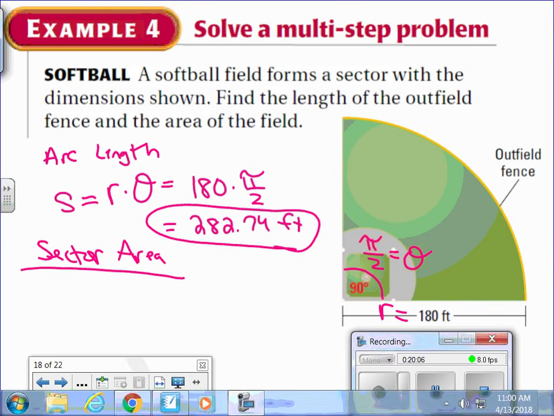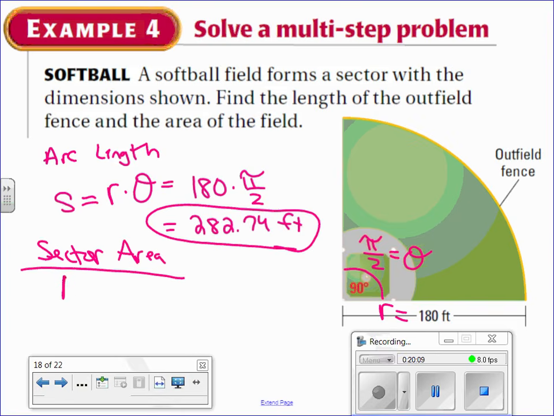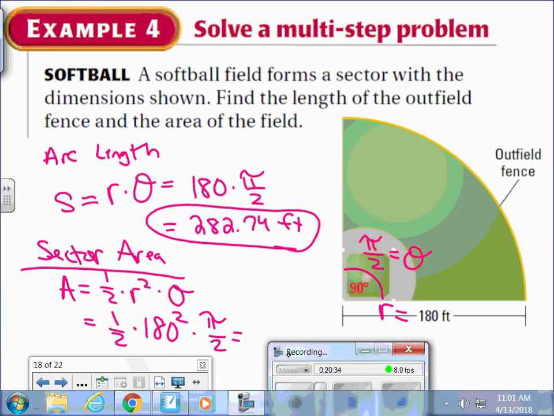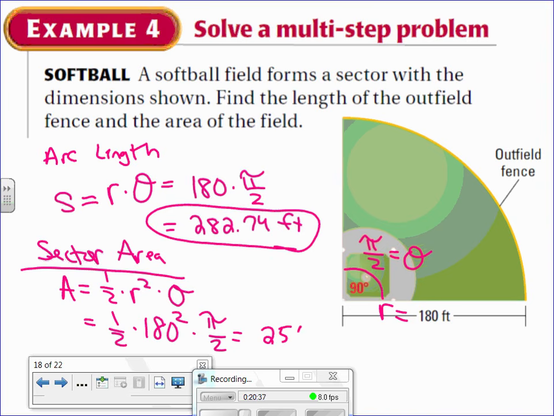Alright, and to finish off our day, sector area. So sector area formula is 1/2 times r squared times theta. It's going to be a really big number because we're going to be squaring 180 and then timesing it by pi over 2. So let me type this in. If I remember right, it's like in the 20,000 range. Alright, ready for this large answer? 25,446.9. Now that's an area, so how do you label it? Feet squared.